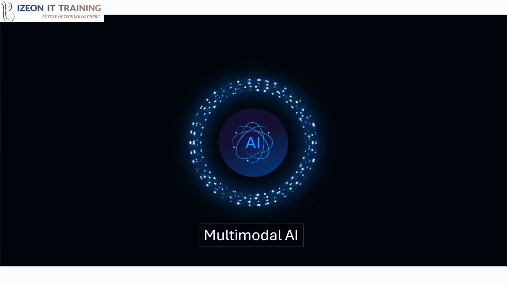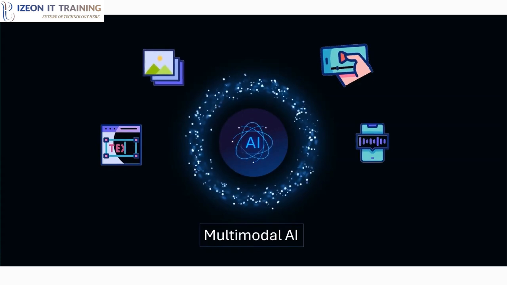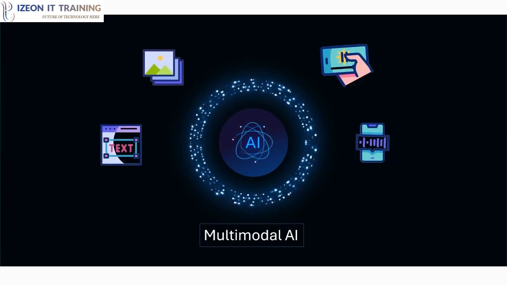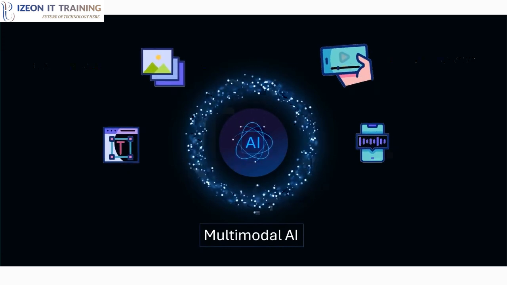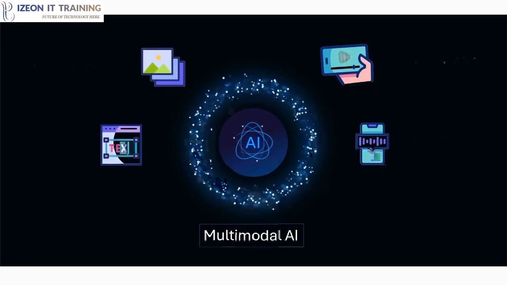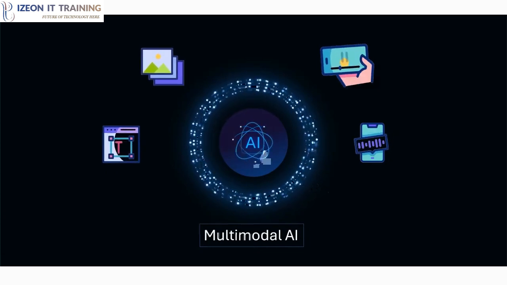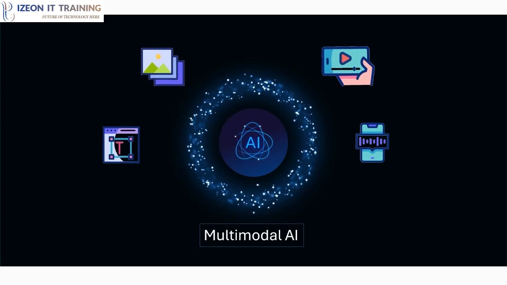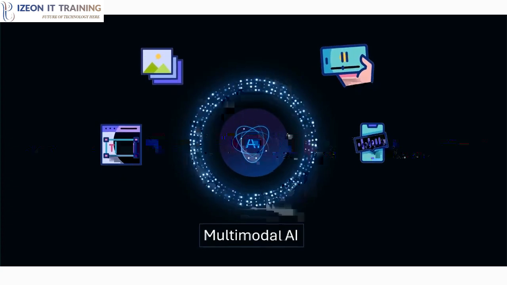AI that doesn't just work with one type of data like only text or only images, but can understand and combine multiple types of information together, just like we humans do. So in this video, we are going to break down what multimodal AI really means and how multimodal AI works, and explore some amazing real-world examples that you are probably already using without even realizing it.